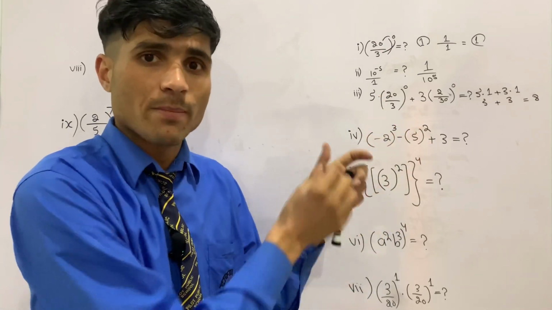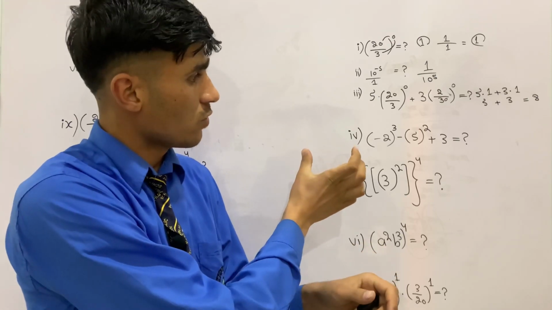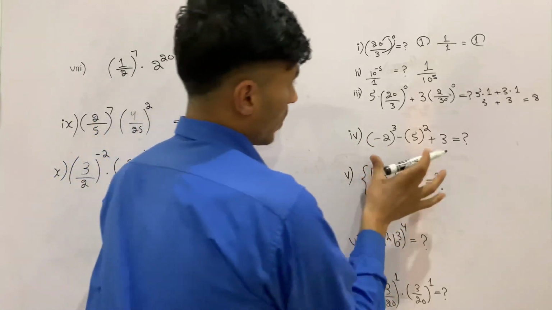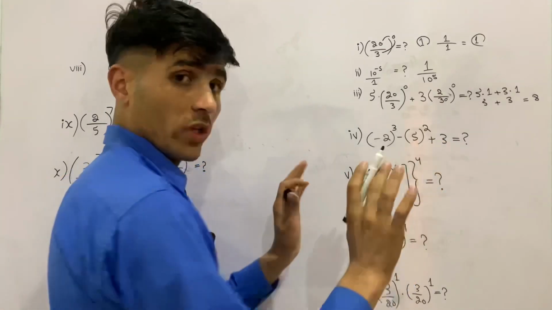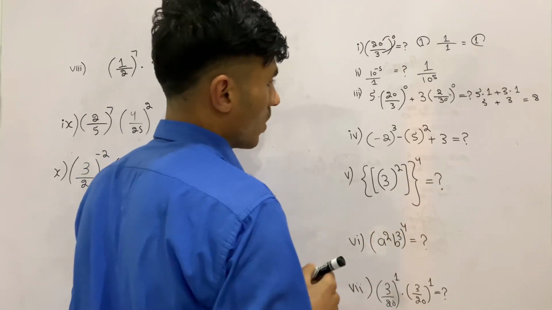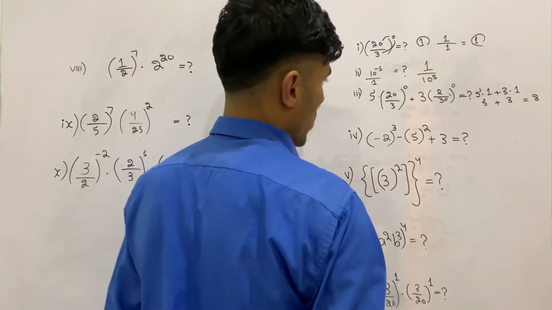Try to have a copy and note them. If you want to do it on your own, then try them out. Look at here. How would you solve it? We don't have any rule. We have to simplify each term, then do simple addition and subtraction.